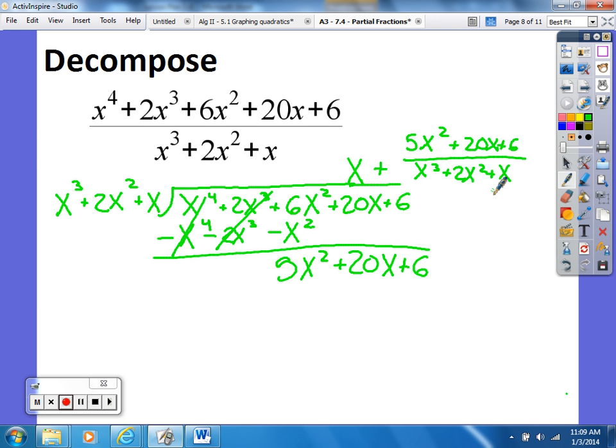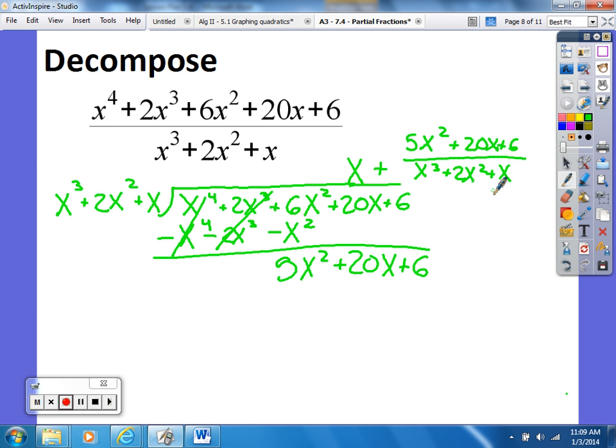I took the remainder and I put it on top here. When I get my final answer, I'm going to have x plus a fraction plus a fraction. So now I'm only decomposing this part. So what do I need to do with the denominator? Factor it. Go ahead and factor it.